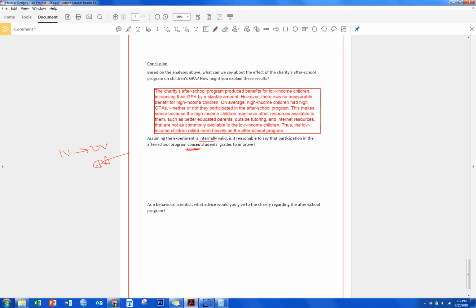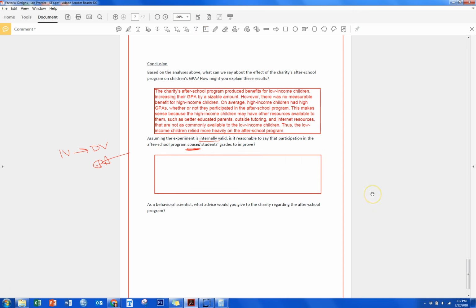The purpose of an experiment is to infer causality. We are manipulating the independent variable. We randomly assign some kids to be in the after-school group and some kids not to be. Because of that, we can say that this difference caused the change in the GPA, again, assuming internal validity. So yes, that's the whole point of an experiment.